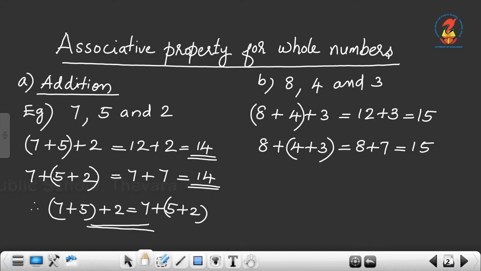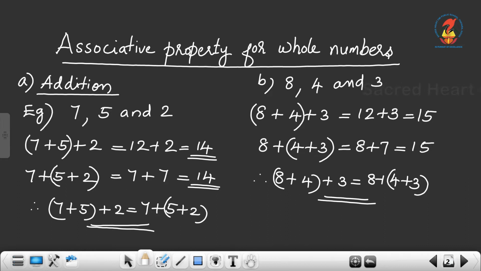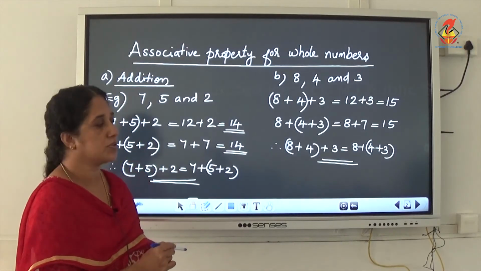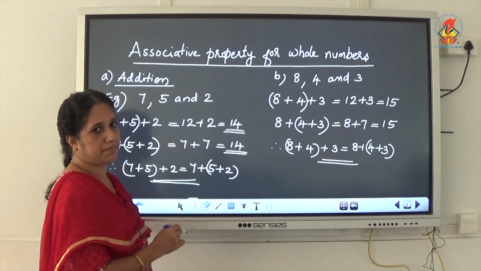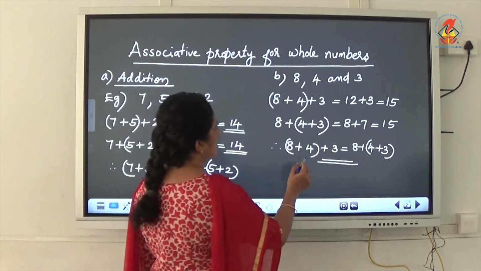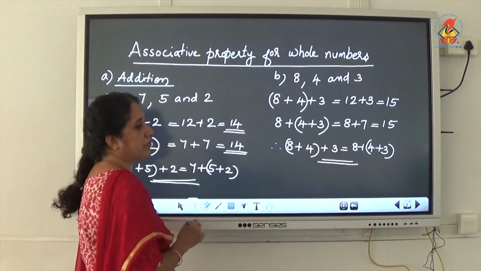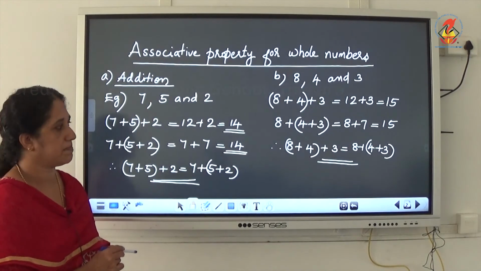Now look at that. The groupings are different, but we got the same sum. Therefore, (8 + 4) + 3 is equal to 8 + (4 + 3). The meaning is that whole numbers are associative under addition, or addition is associative for whole numbers, and this is the associativity under addition for whole numbers.